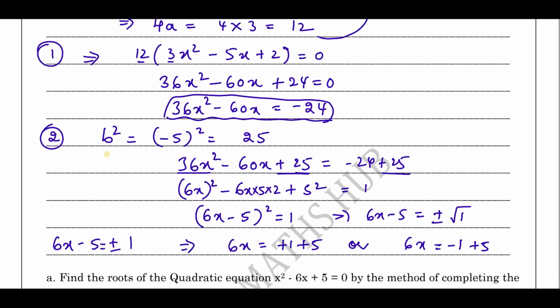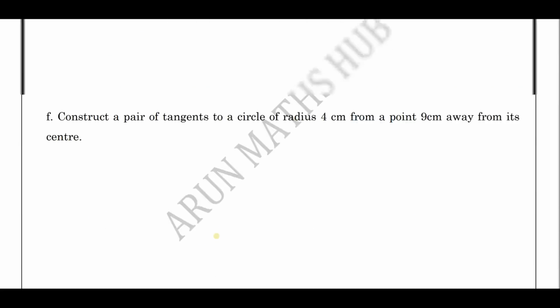What you get here? 6x equals 6, x equals 6 by 6 is 1, or what you get is minus 1 plus 5 is 4, x equals 4 by 6, x equals what? 2 by 3. Dear students, similar question we have solved, I guess, by using quadratic formula.